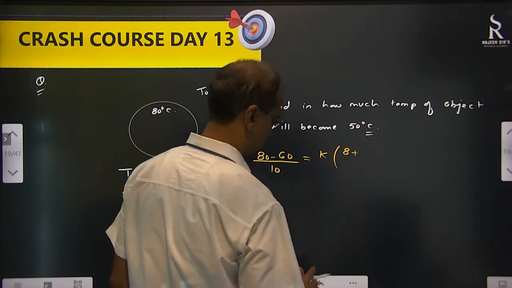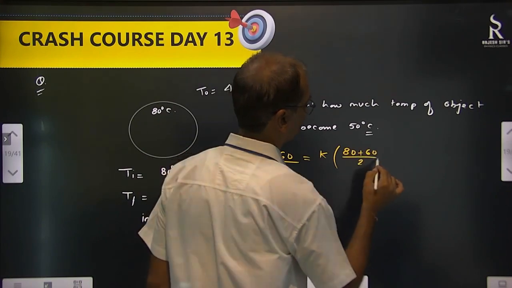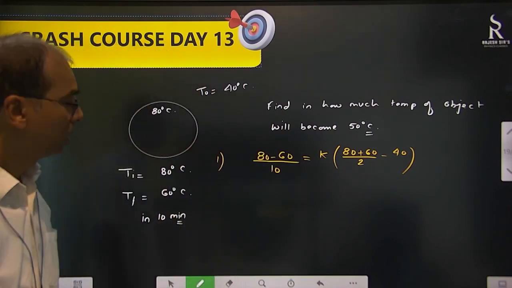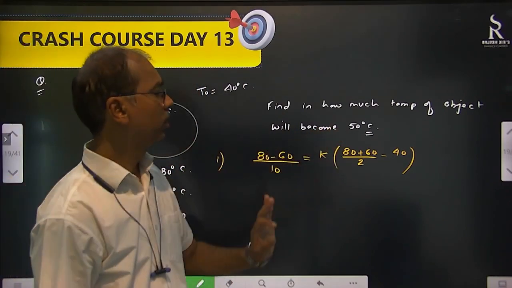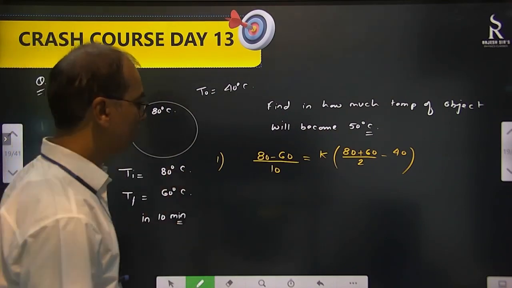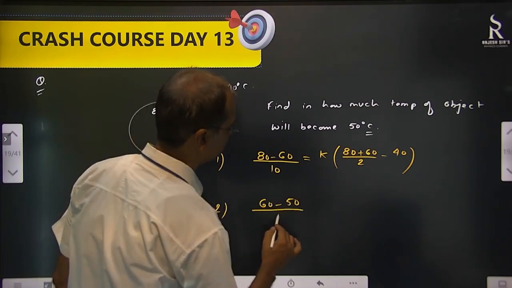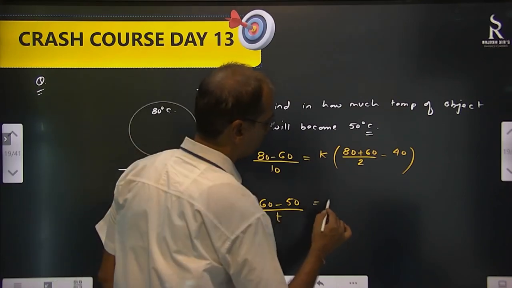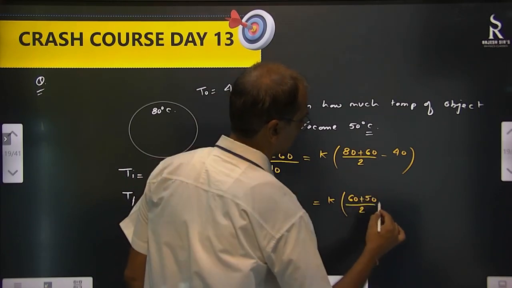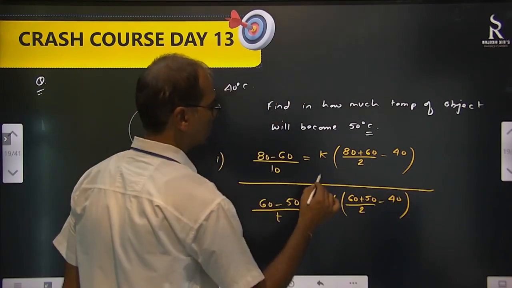Average temperature is 80 plus 60 by 2, minus 40. Let it be here like this. Now what did he ask? When the temperature of the object will become 50. So 80 to 60 in 10 minutes, then 60 to 50 in how much time? So second step, same formula: 60 minus 50 by t, this t only we are finding, equal to K times the average temperature, 60 plus 50 by 2, minus the same 40. Divided, K is cancelled.